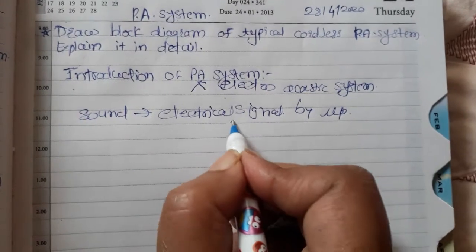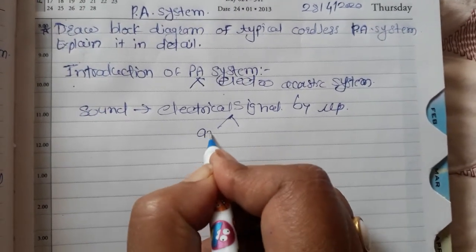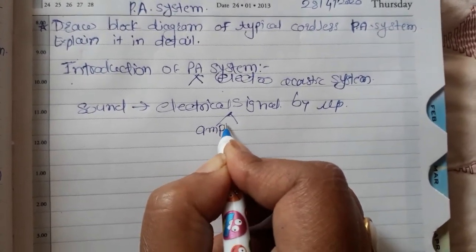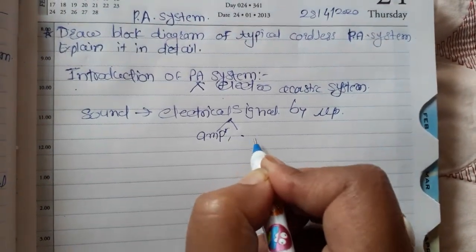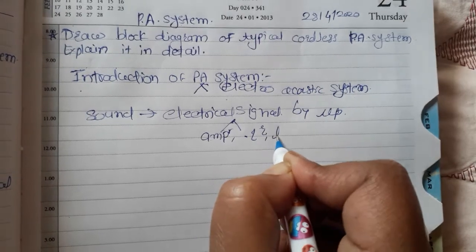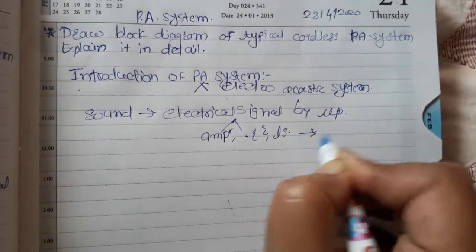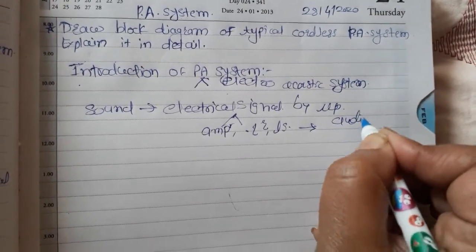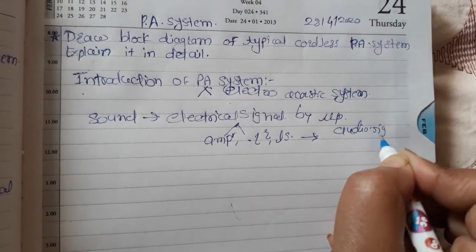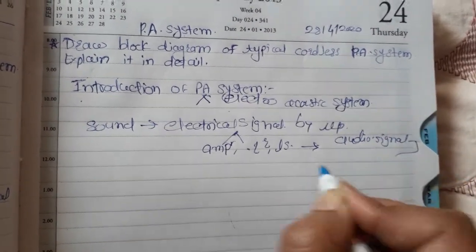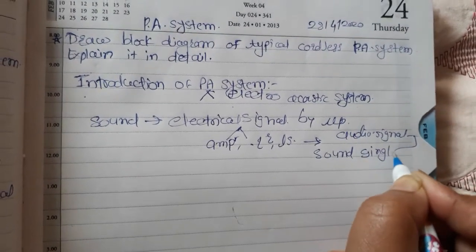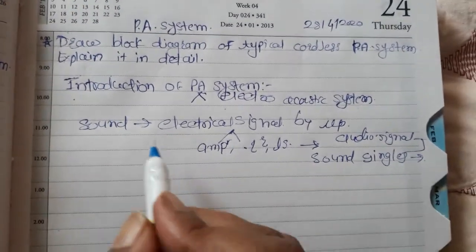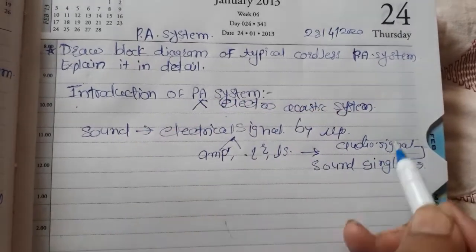Then this electrical signal is amplified and fed to another transducer, the loudspeaker, which converts it into an audio signal. That audio signal is again converted into a sound signal in the form of waves. So this is the complete introduction of PA system.